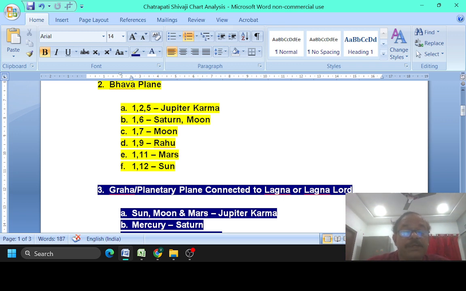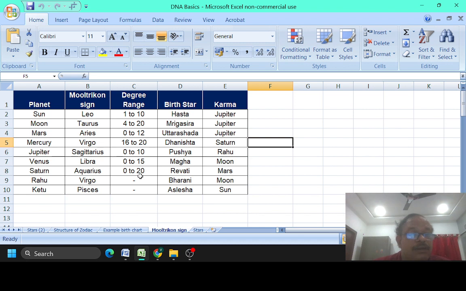So here in the Bhava plane, suppose there is a connection of the first lord, second lord and fifth lord houses, then we can say the native will have Jupiter karma, because the reason is very simple. Previously we have seen Aries, the first house in the Kalpur zodiac, Taurus the second house and Leo the fifth house. All of them carry Jupiter karma because of the corresponding birth stars. We have seen that earlier. Probably I have a table here.